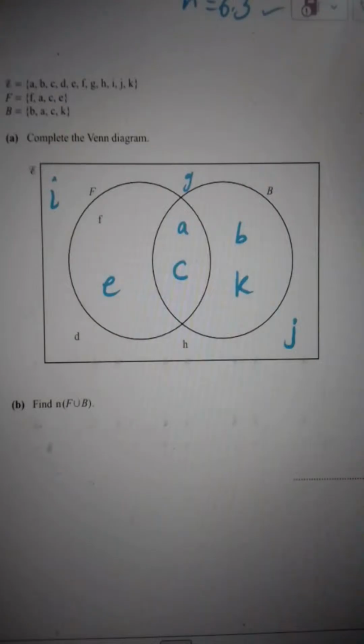Now, find the number of elements in F union B. F and B elements are combined. We can see that the F and B elements are 1, 2, 3, 4, 5, 6. In both these sets, how many elements are there? So the number of elements is 1, 2, 3, 4, 5, 6. So the number of elements is 6 here. So 6 is the correct answer.